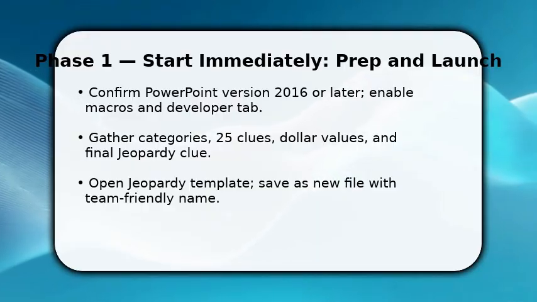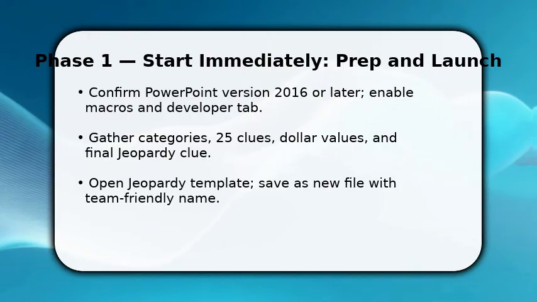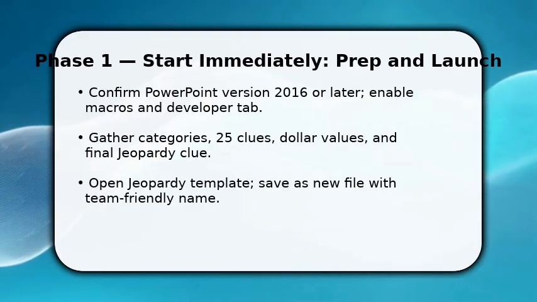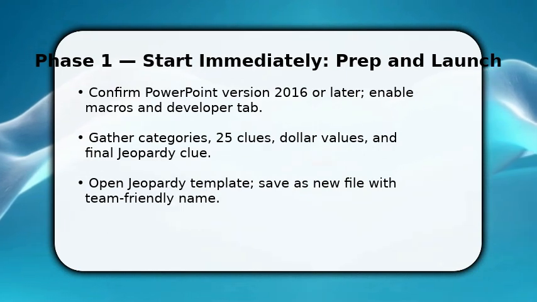You start now by opening PowerPoint and enabling macros. Do not delay. Once the Developer tab is visible, save a copy of the Jeopardy template so you never overwrite the master. Populate categories and assign dollar values immediately, because mapping content first prevents layout rework later. Make sure you gather 25 clues plus a final Jeopardy clue and label media assets, images, sound, so linking is quick. By beginning with these essentials, you set a stable base for building the interactive board.